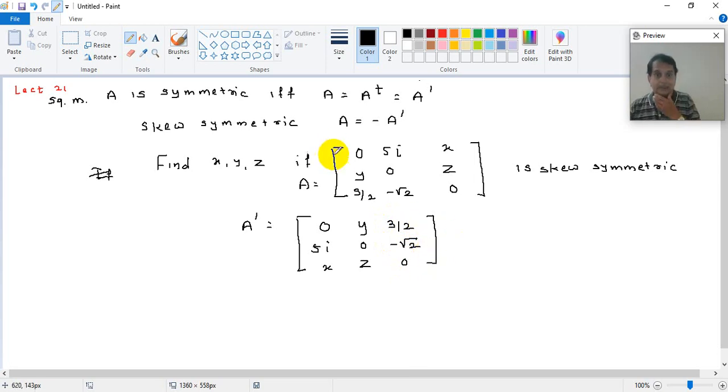Now we know the definition: A is equal to minus A dash. So we should calculate what is minus A dash. What will be minus A dash?